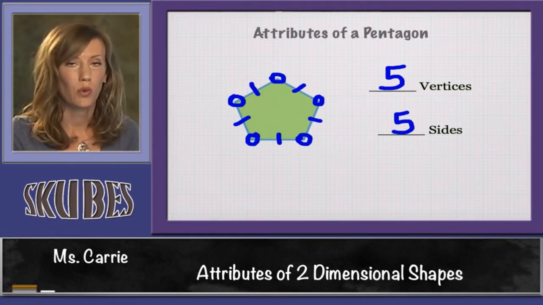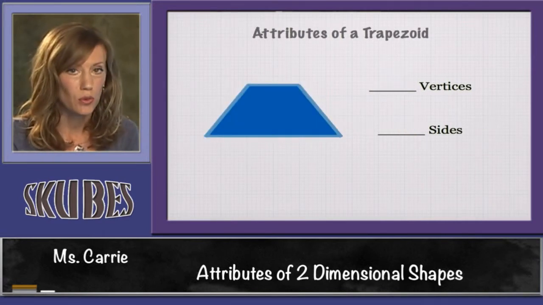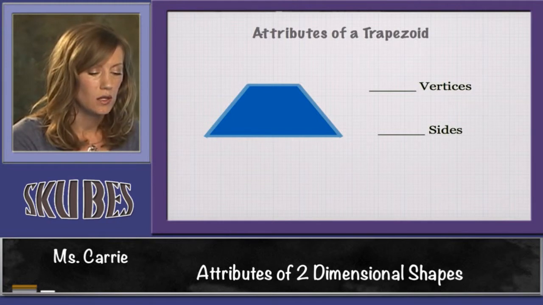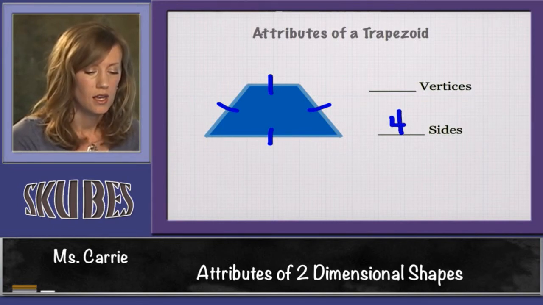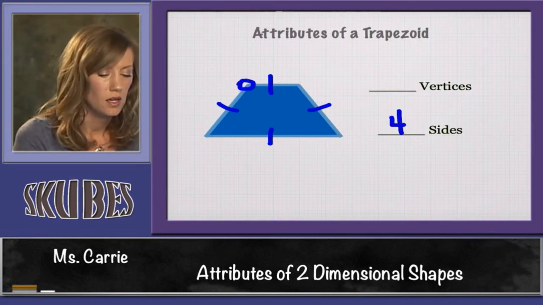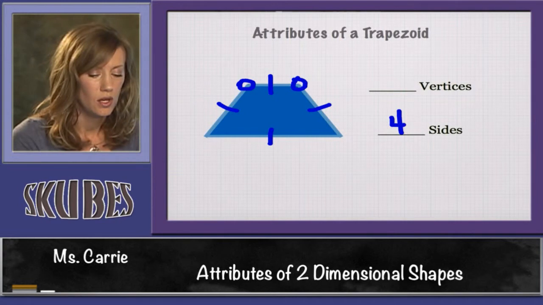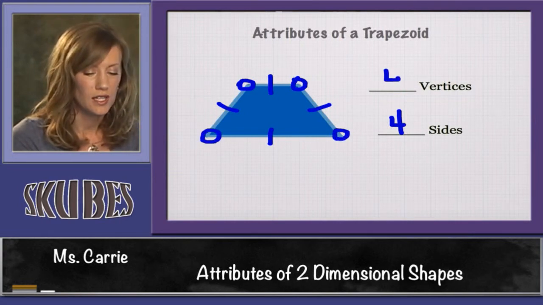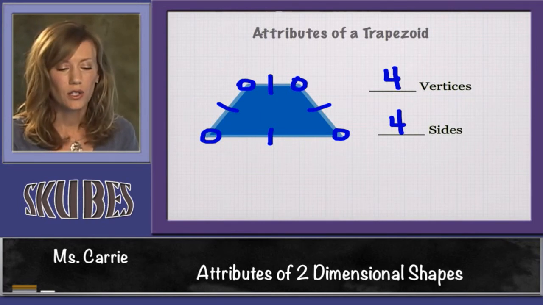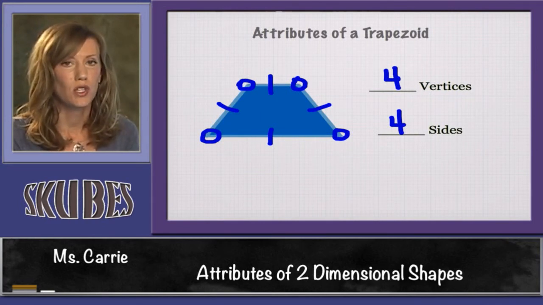The last shape that we're going to talk about today is a trapezoid. A trapezoid has 1, 2, 3, 4 sides and 1, 2, 3, 4 vertices. That concludes our lesson today on two-dimensional shapes.